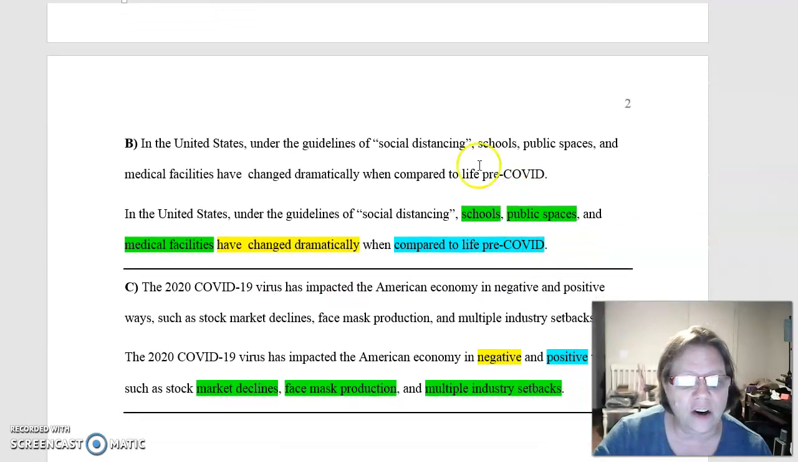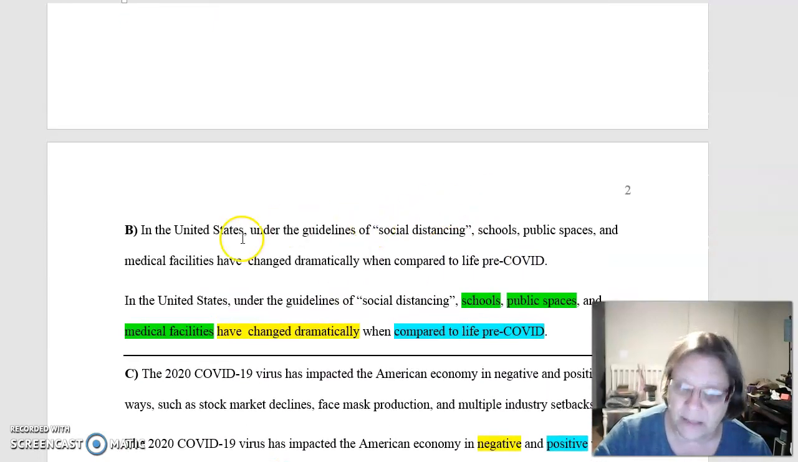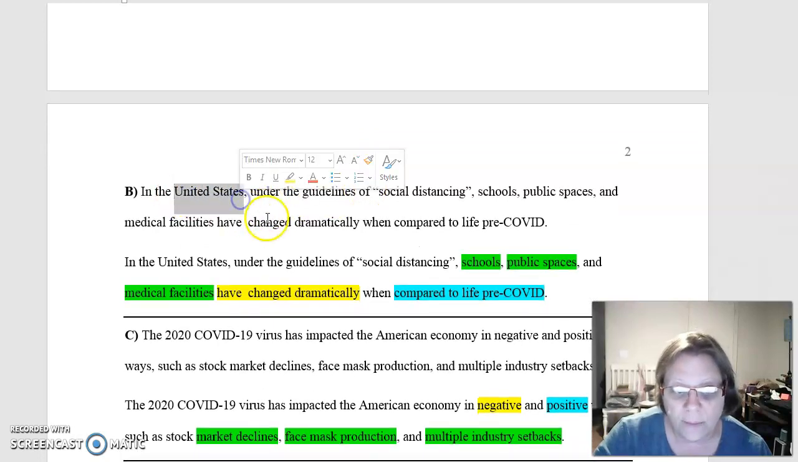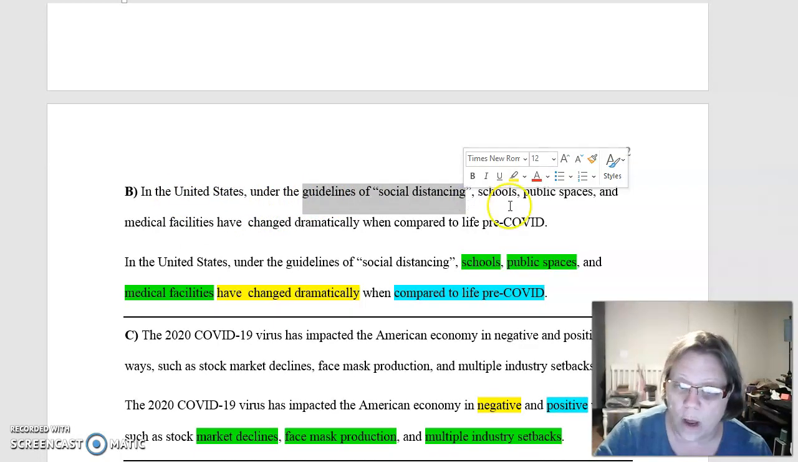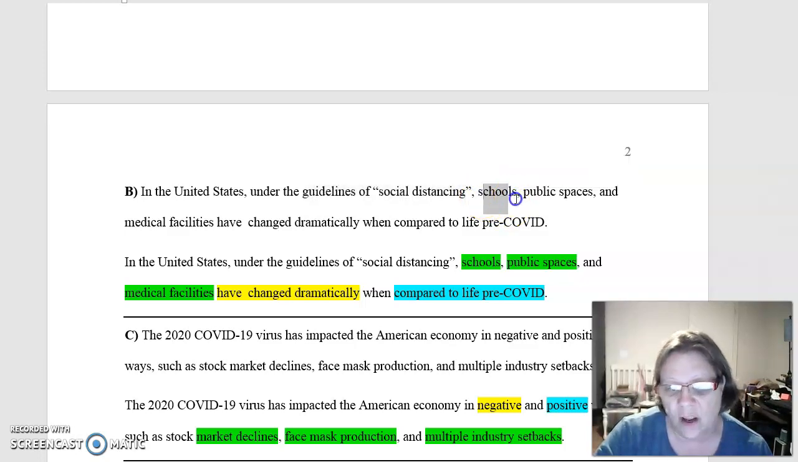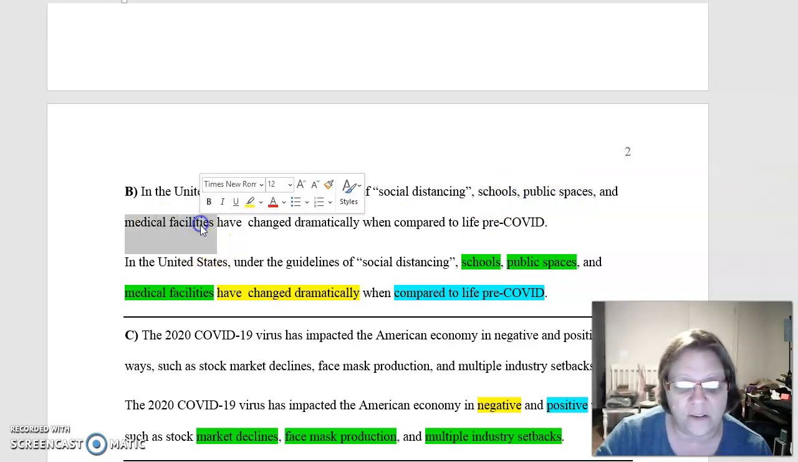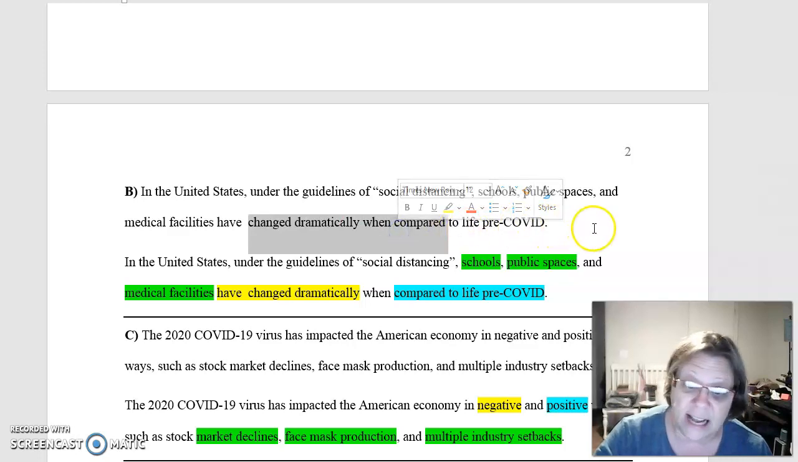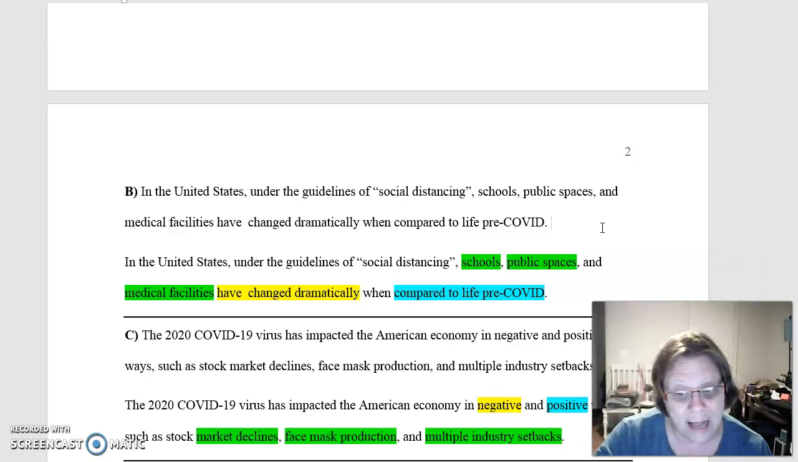Okay, so we go here and we'll see that this one is set up similarly, but they did include another detail in here that makes this thesis actually even stronger than this one. Okay, but this is the where. Guidelines of social distancing is a what. Where specifically or what specifically are they talking about as far as social distancing? Schools, public spaces, medical facilities, how they have changed dramatically when compared to life pre-COVID. So that actually answers 3 very solid of the 6 questions. Where, these are the whats, and these are the hows.